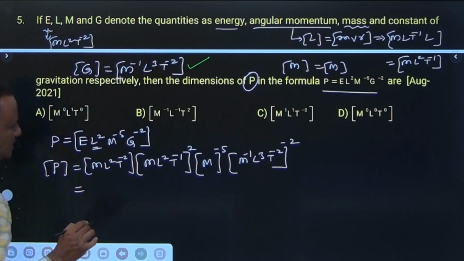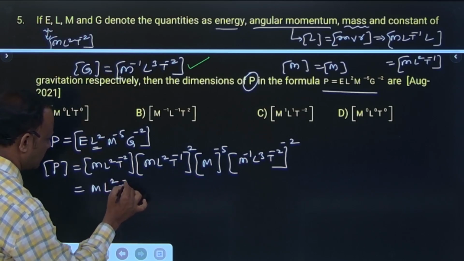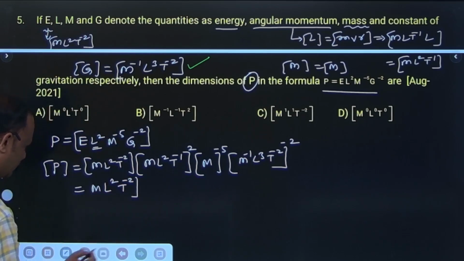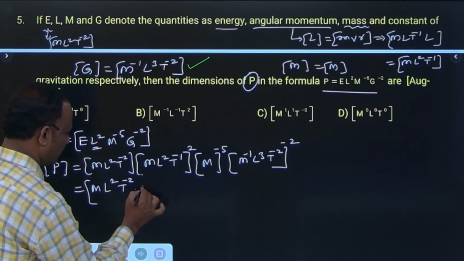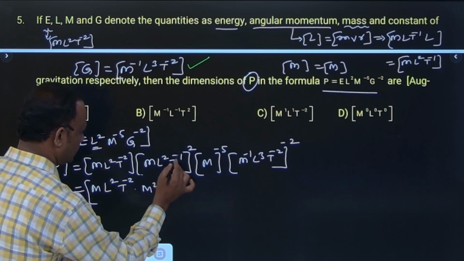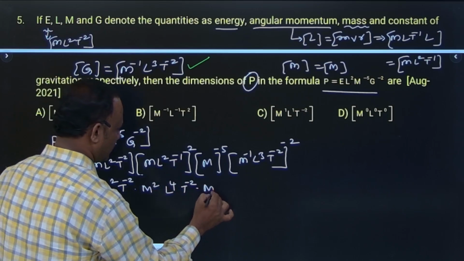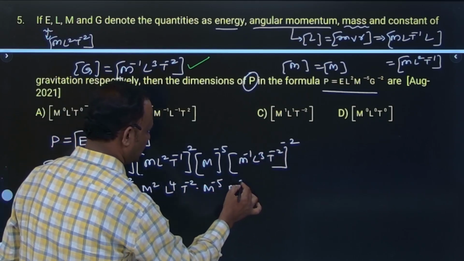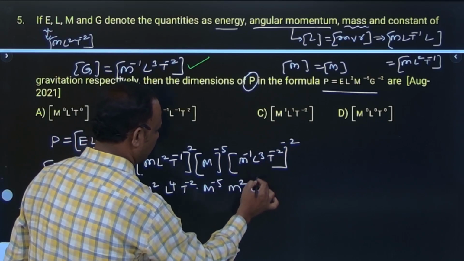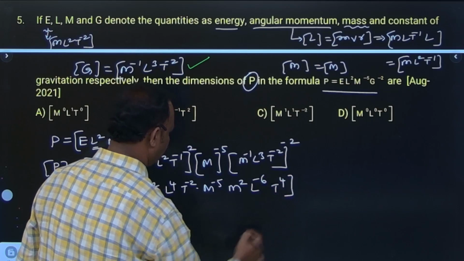With patience you can check it, this M. Next L square. Next T minus 2. Okay, I'm not writing this symbol again. So what is here? Next M square, L 2 twos are 4, T minus 2. Next M to the power of minus 5, M to the power of minus 1 minus 2, it's 2. Okay, L minus 3 twos are 6, T it's 4, minus into minus plus.